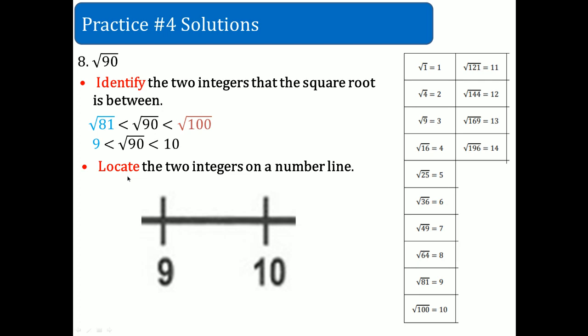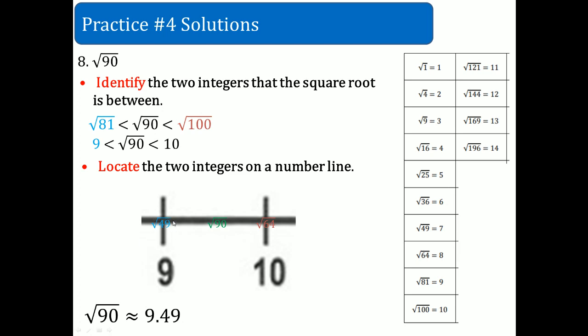Locate those two integers on the number line. Again, I didn't change this. This should be the square root of 81. This should be the square root of 100. This should be roughly around the square root of 90. And it becomes 9.49, right? Roughly in the middle. Again, I kind of messed this up.